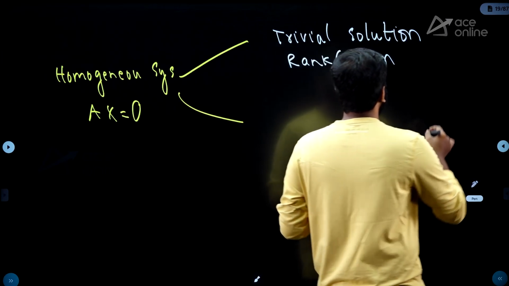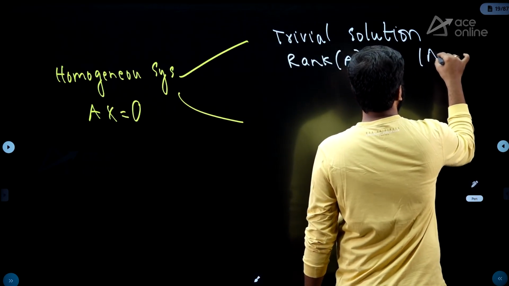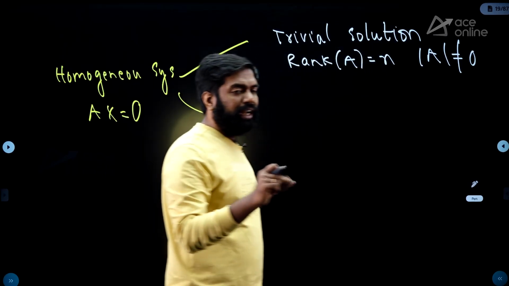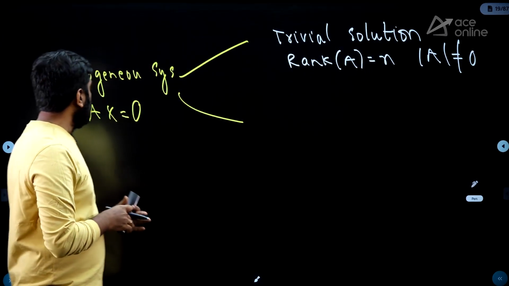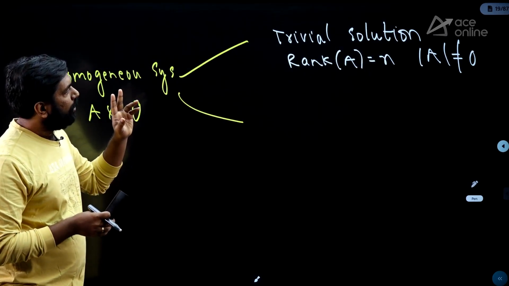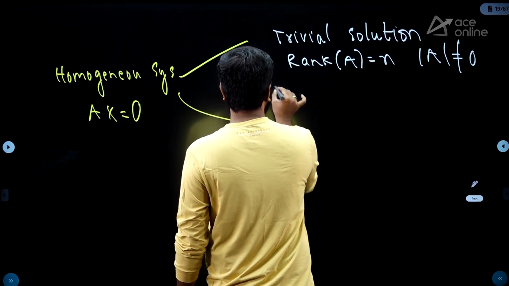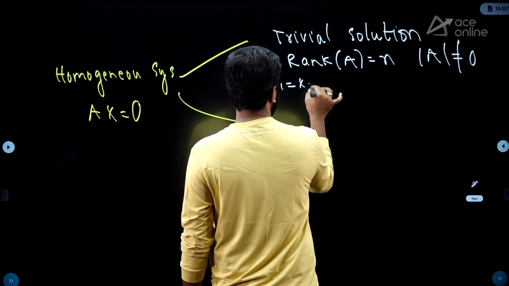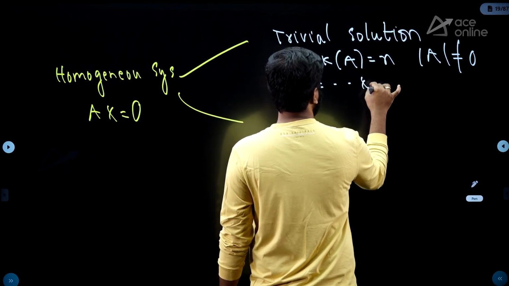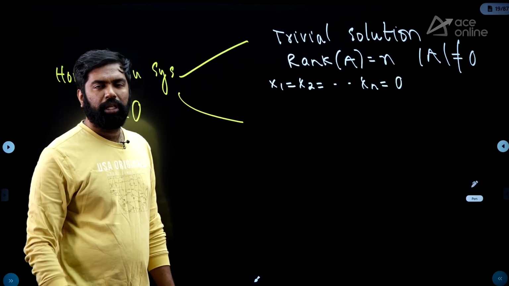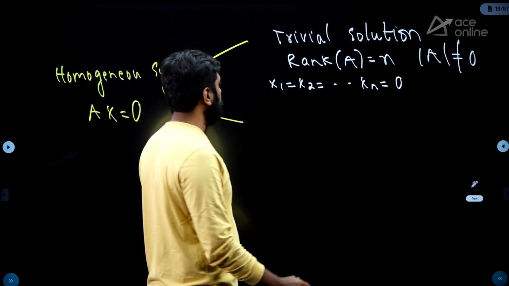Then the determinant approach will be very useful. The determinant of A in that case is not 0. The moment det A is not 0, you can say that the corresponding homogeneous system has only trivial solution. And what's the meaning of trivial solution? All the variables x1 equal to x2 up to xn equal to 0, and this is the only solution. There are no other solutions, only one solution.